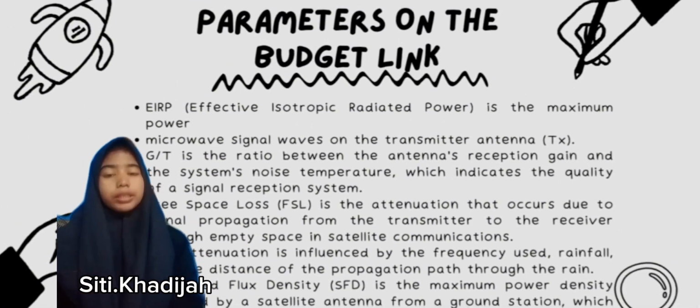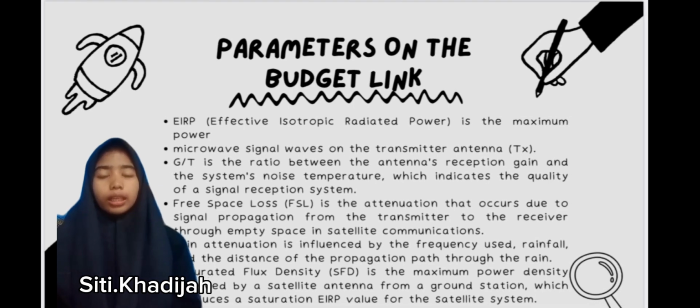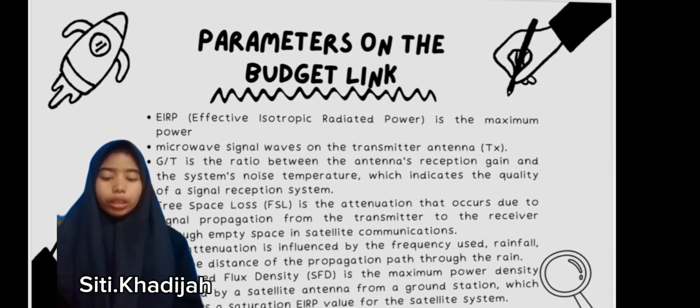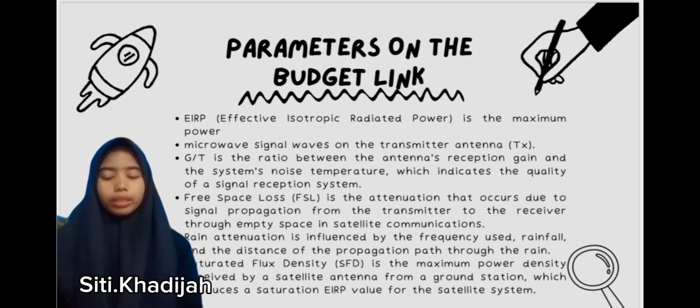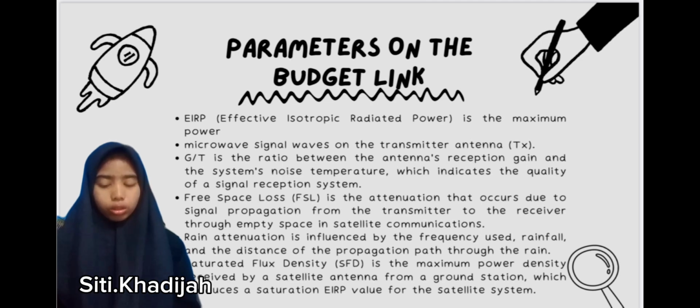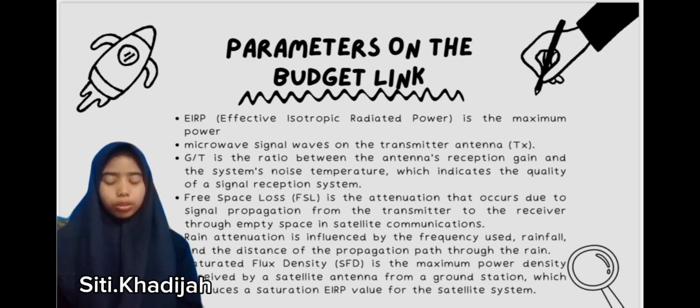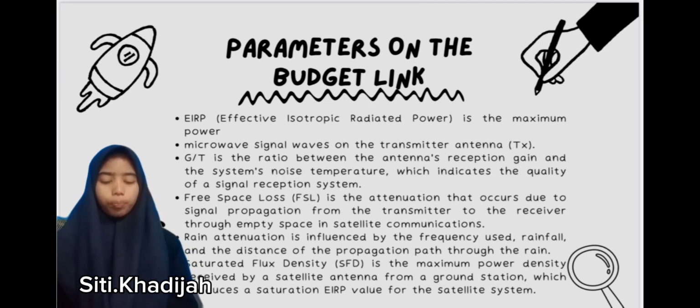Parameters on the link budget: 1. EIRP, effective isotropic radiated power, is the maximum power of the microwave signal waves on the transmitter antenna, Tx. 2. G/T is the ratio between the antenna reception gain and system noise temperature, which indicates the quality of the signal reception system.